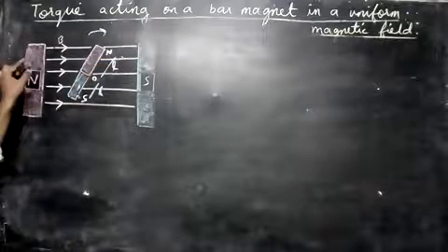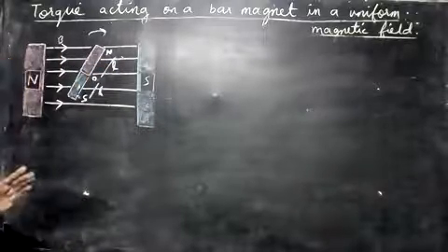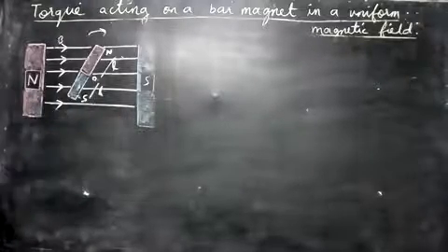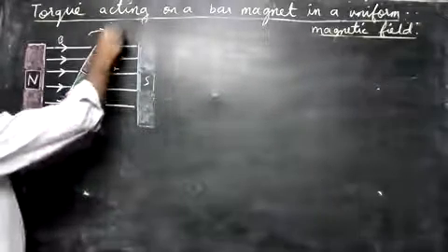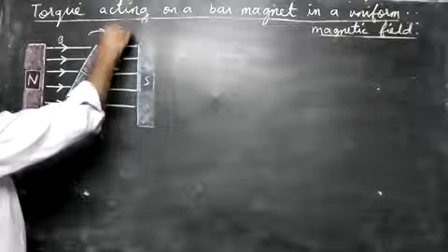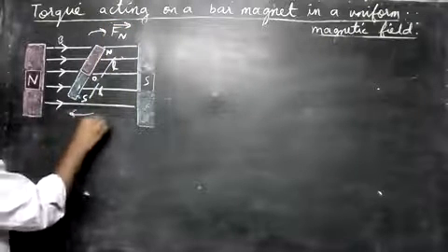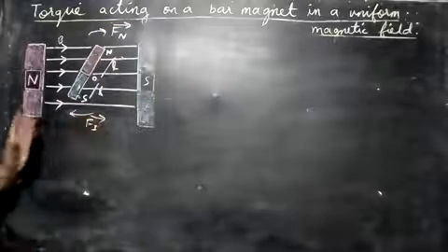We can see that north pole will repel north pole, and north pole and south pole will attract. Similarly, the opposite for the south pole. So we can see that there is a force on the north pole like this way, and there is a force on the south pole, that is Fs, like this way. Let's find both the forces here.